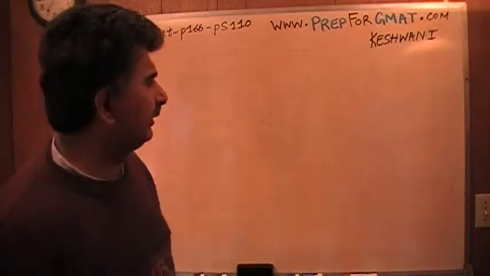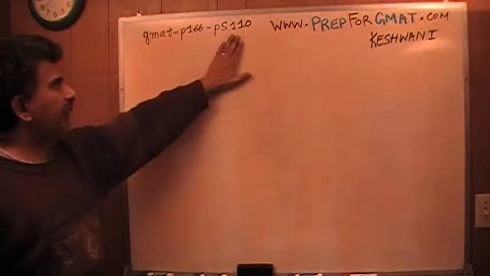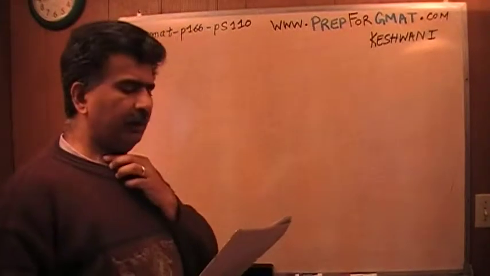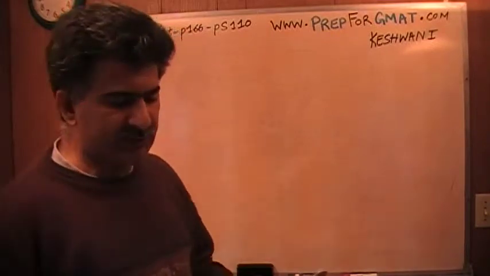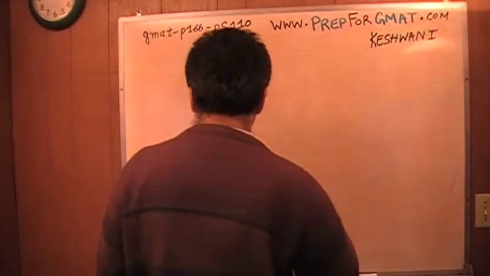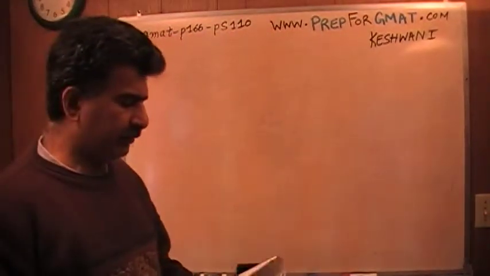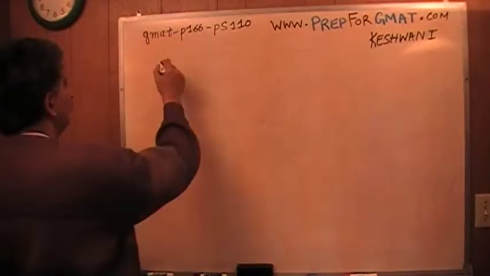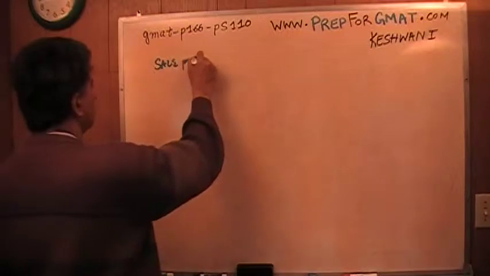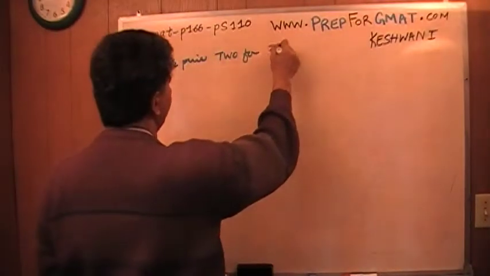Let's take a look at the problem that I'm about to solve. The problem is on page number 166, problem solving number 110. Let's see what it says. It says a candy bar that usually sells for 40 cents each are on sale at 2 for 75, sale price. Sale price is 2 for 75.